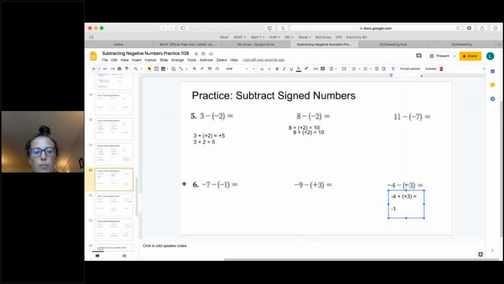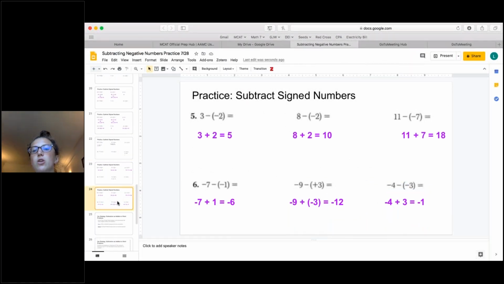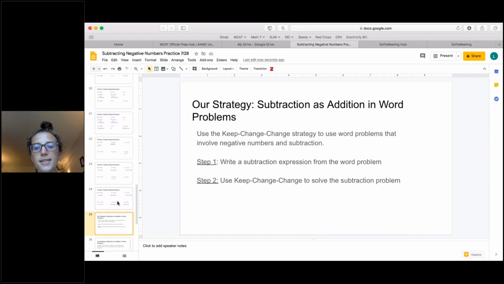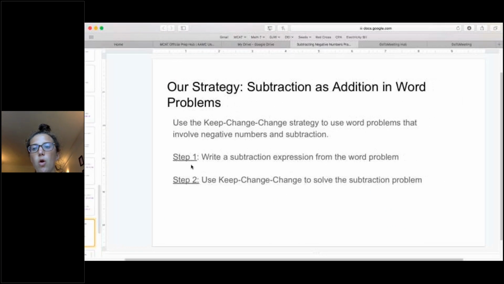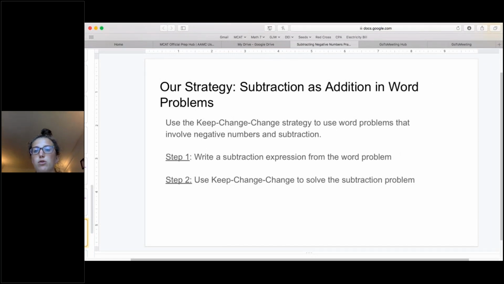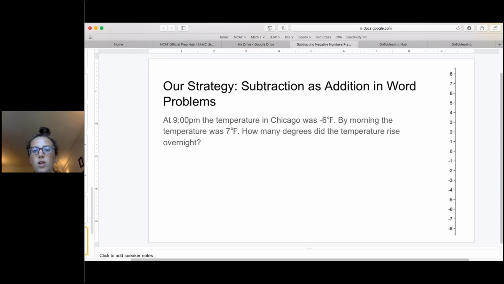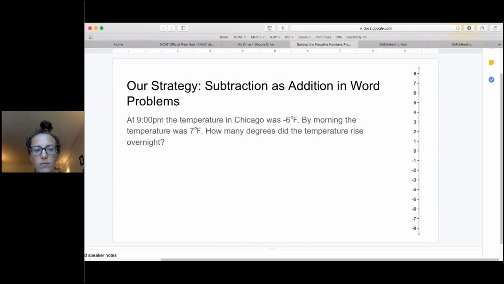Okay. But that's it. And then the last way you'll see these problems is in word problems, where almost nothing's different. We're still using the same strategy where we can use keep, change, flip to solve them. But the first thing we'll have to do is be able to identify those word problems as subtraction. So here's one example. This problem says, at 9 p.m., the temperature in Chicago was negative 6 degrees Fahrenheit. By morning, the temperature was 7 degrees Fahrenheit. How many degrees did the temperature rise overnight?